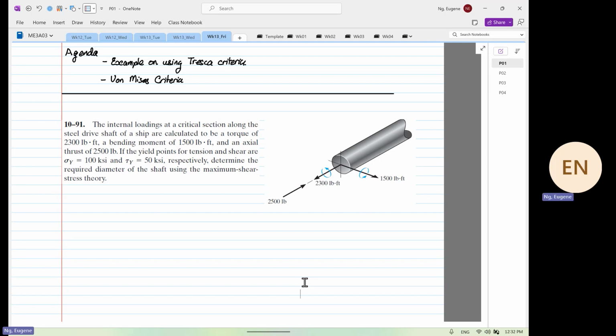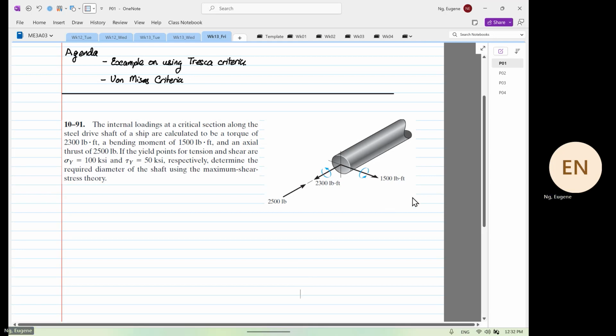So the internal load at a critical section along the steel shaft of a ship is calculated to be a torque of 2,300 pound-feet, a bending moment of 1,500 pound-feet, and an axial thrust of 2,500 pounds. If the yield point for tension and shear is stress Y equal to 100 KSI, where the subscript Y means it's at yield, determine the required diameter of the shaft using maximum shear stress criteria. That's what we're trying to achieve here.